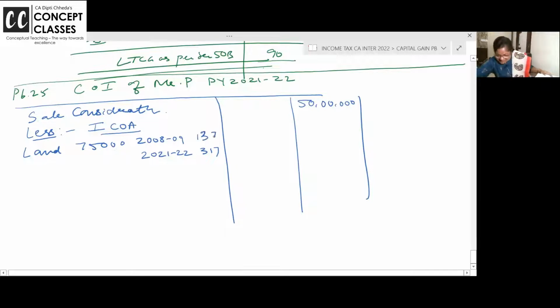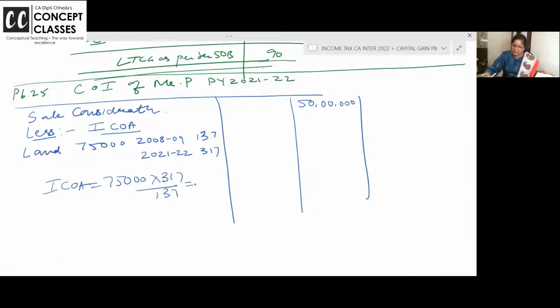Nice rhyming, no? 137, 317. So what was available in 137 has become 317. So 75,000 cost will become how much as on today, that is the indexed cost. 75,000 into 317 divided by 137. That is 1,73,540.